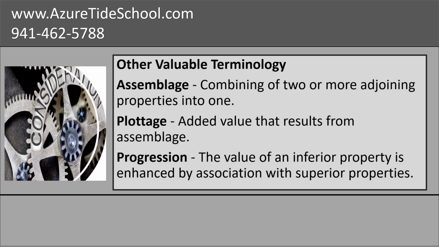Additional appraisal terms to know. Assemblage. Combining of two or more adjoining properties into one. Plottage. Added value that results from assemblage. Progression. The value of an inferior property is enhanced by association with superior properties.